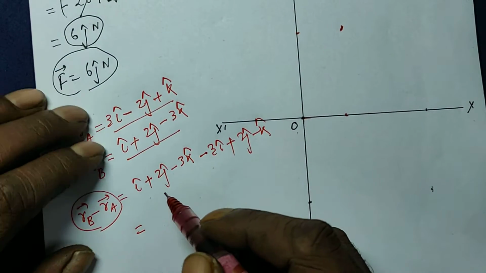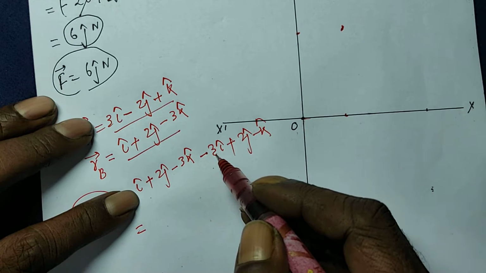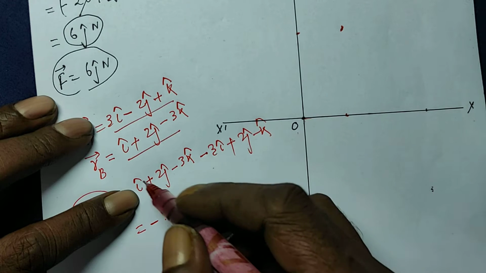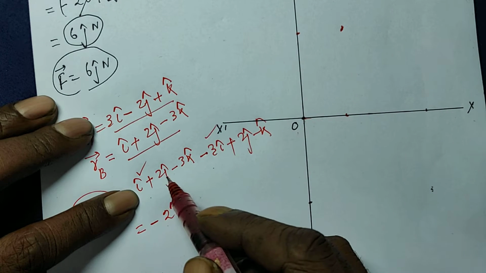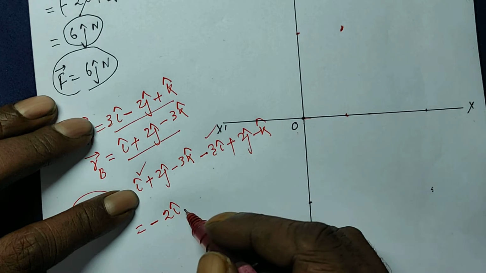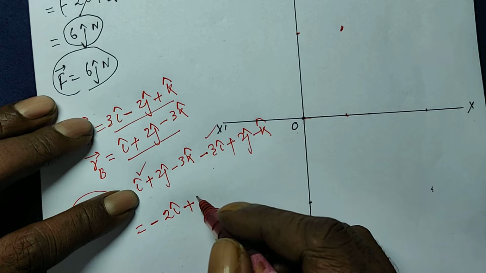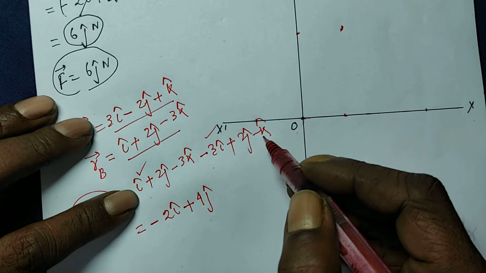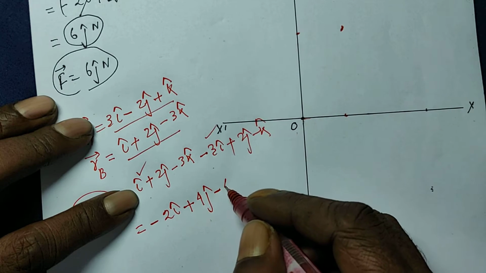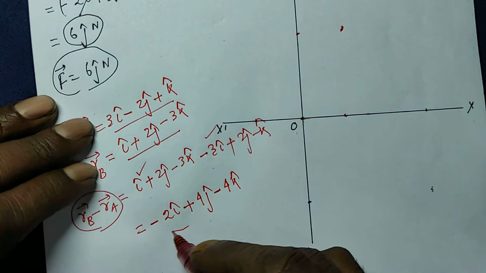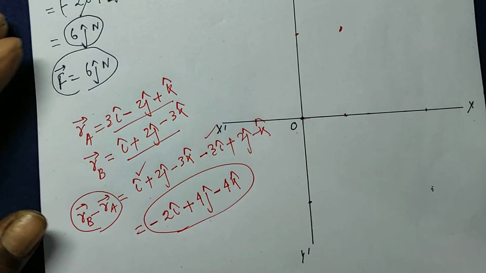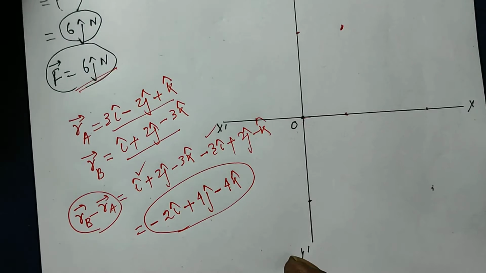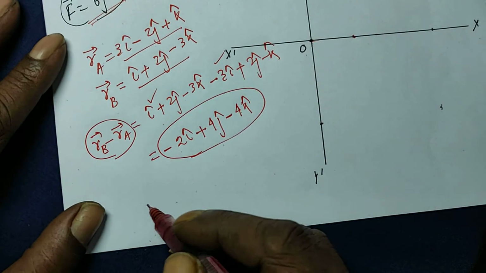So this becomes i cap minus 3 i cap, so minus 2 i cap. Now plus 2 j cap plus 2 j cap, so that is equal to plus 4 j cap. Minus 3 k cap minus k cap is equal to minus 4 k cap. So this is your displacement vector, and this is your force vector. Force is constant.